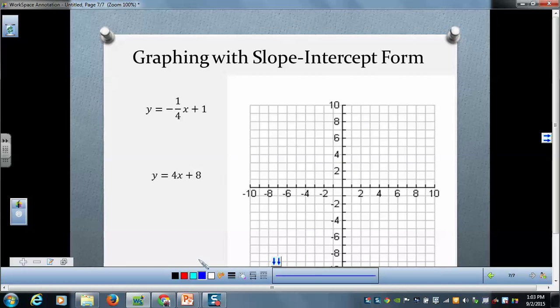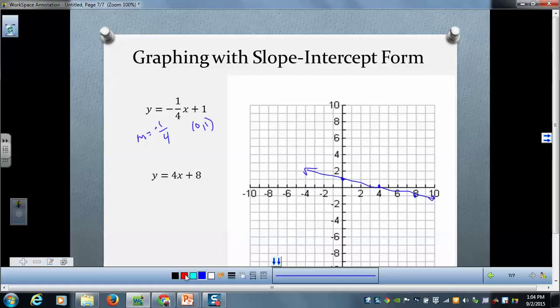All right, so right here our y-intercept is 1. All right, so 0, 1. So that's our initial point, and our slope is negative 1/4. So from our initial point, I'm going to go down 1 and to the right 4, down 1 and to the right 4. All right, and then we should come up with this guy right here.